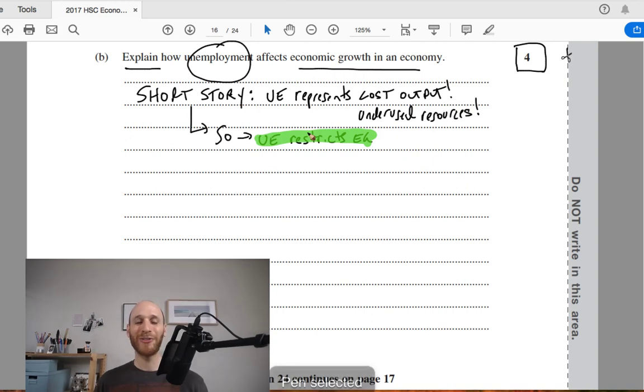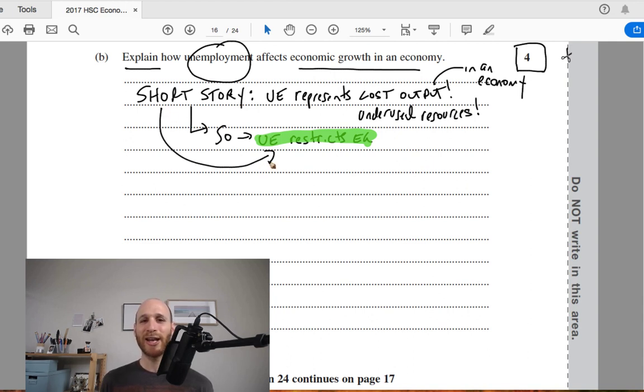So the short story here is that unemployment represents lost output in an economy. It represents underused resources. Here are all these people that could be productive and contributing to the economy, making things, selling things, providing services, but they're not. So the short story here is that unemployment restricts economic growth. It reduces how much an economy can grow. Let's think about how we could show that. Let me give you some ideas.